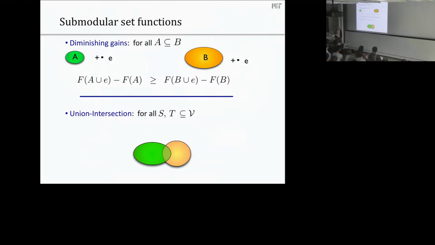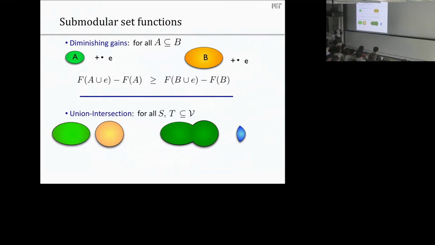The other one has to do with unions and intersections. Now we take any two arbitrary sets, whereas here they had to be subsets of each other. We evaluate f at S and T independently, and then we look at it at the intersection and the union. And f of S plus f of T always has to be bigger or equal than f of the union plus f of the intersection.